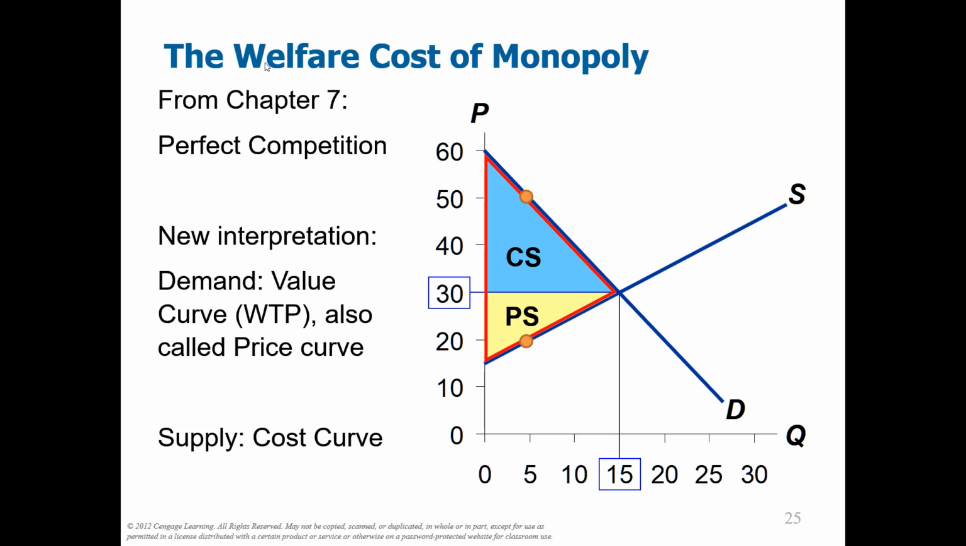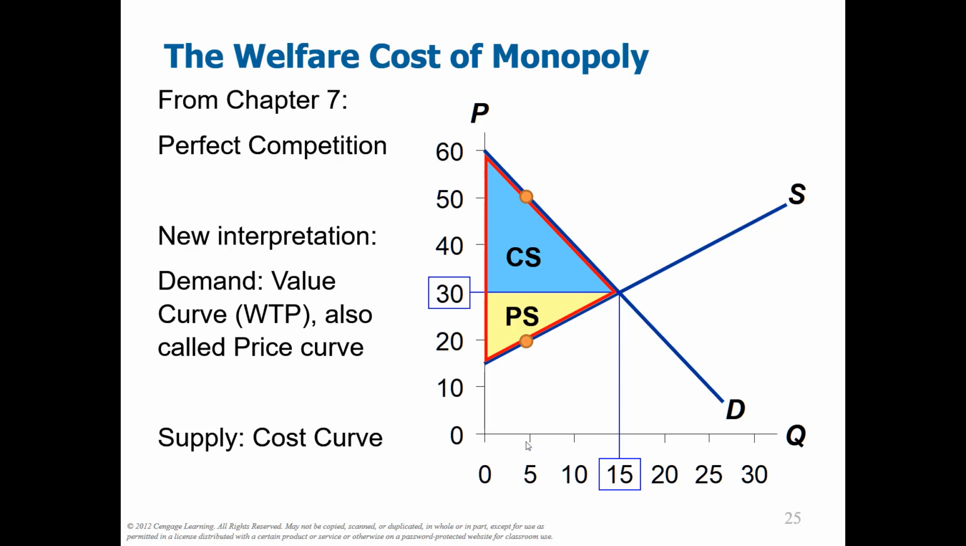Now let's consider the welfare cost of monopoly. But before we get there, let's review so you can compare the welfare of the economy when we had perfect competition. When you had perfect competition, to study welfare, we gave a new interpretation to the demand and the supply curve. The demand curve, using the concept of willingness to pay, we start calling it the value curve.